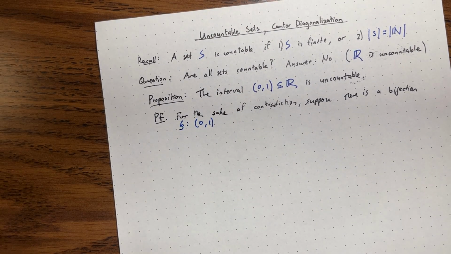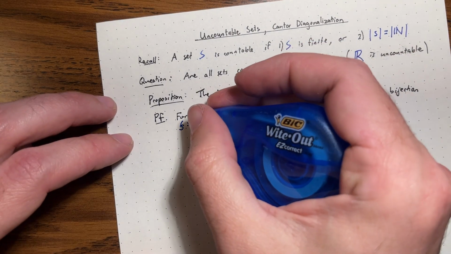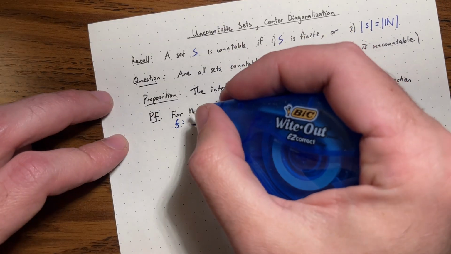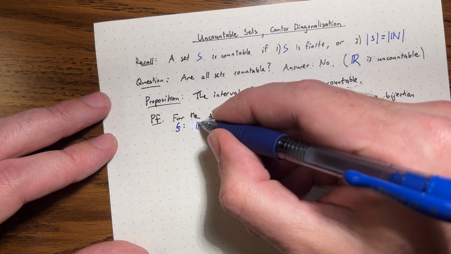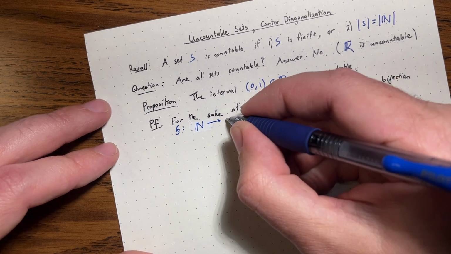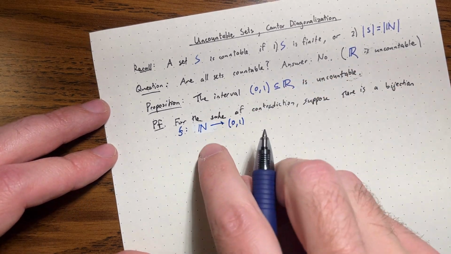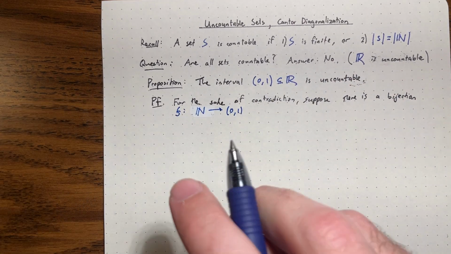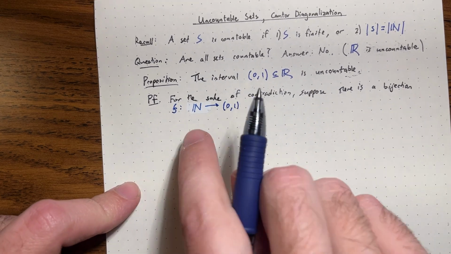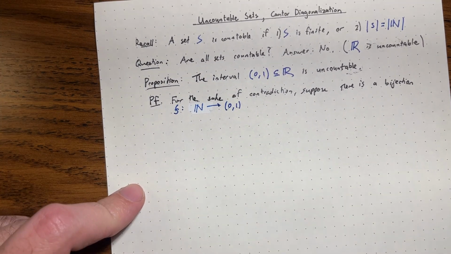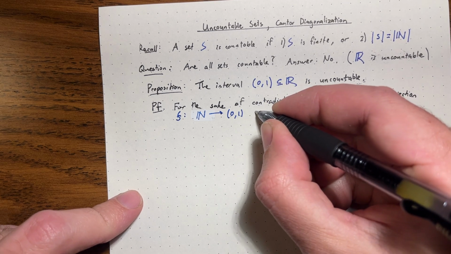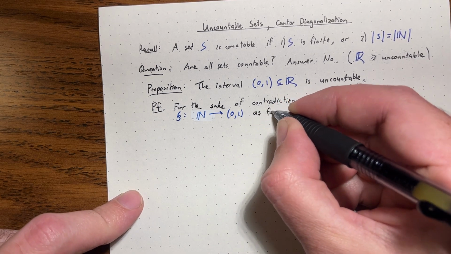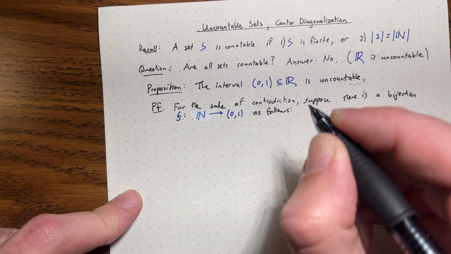Let's do it. Let's have it go the other way. So let's go from the natural numbers to 0, 1. It doesn't matter. The reason it doesn't matter is because the inverse of a bijection is also a bijection. But let's suppose we have a bijection from the natural numbers to this interval 0, 1. And let's actually list it out, as follows.